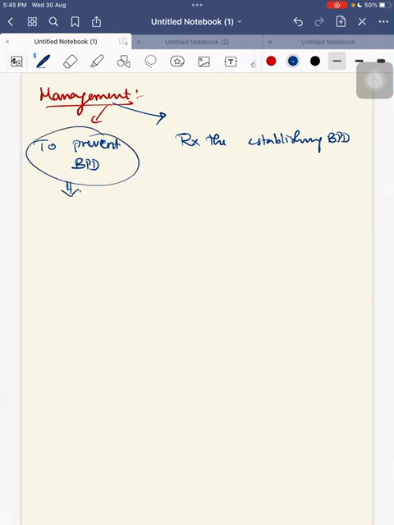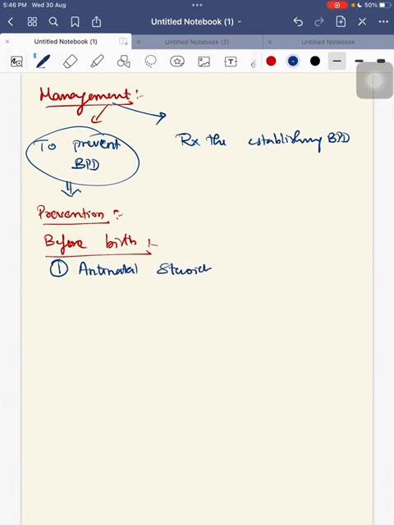First is to prevent BPD. Prevention before birth: how are you going to prevent it? You have to prevent prematurity, by giving antenatal corticosteroids to the mother. This antenatal steroid can prevent neonatal death and can reduce the incidence of RDS, but it cannot reduce the incidence of BPD, also called chronic lung disease. Okay, this is before birth.